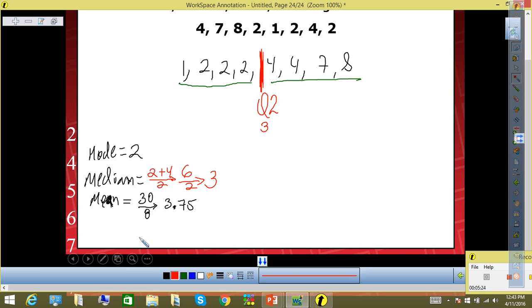Okay. And the last piece that we're going to find is the range. And how do we find the range for that, CBES? The biggest number is 8.